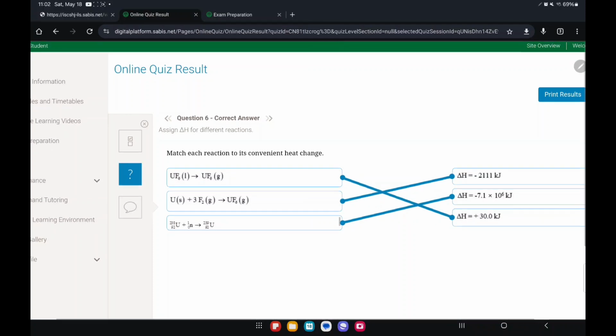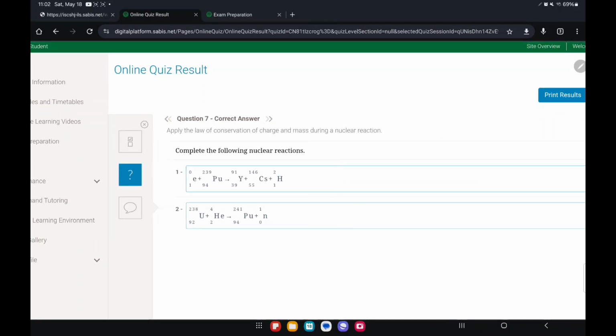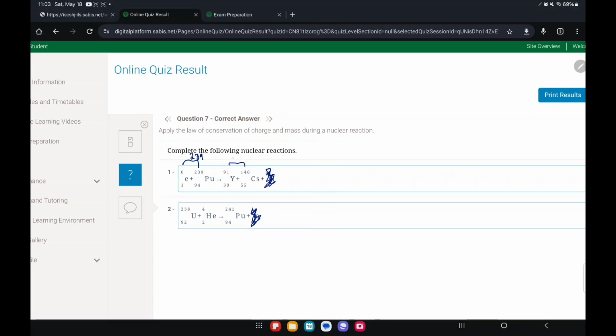Okay, question 7. Complete the following nuclear reaction. The way they don't give you this hydrogen, and they don't give you this. But what you have to do, look here. Here's 239. Here 91 plus 146 is 237. So obviously I'm missing something to add to this 237 to get 239. Obviously that's 2. How about the charges? I have 95, and here I have 94. So I need to add something to this 94 to get 95, and obviously that's 1.